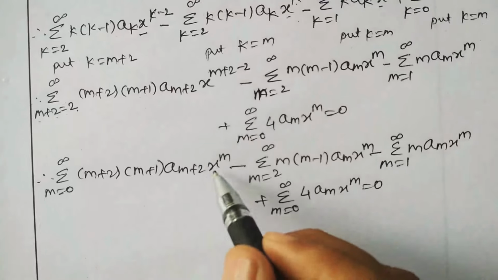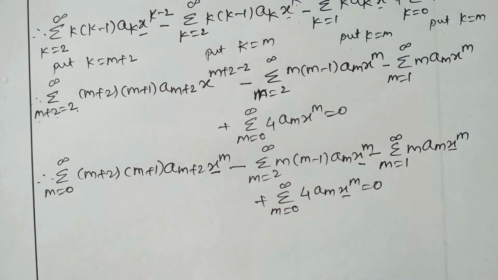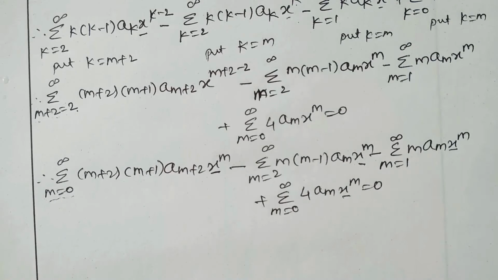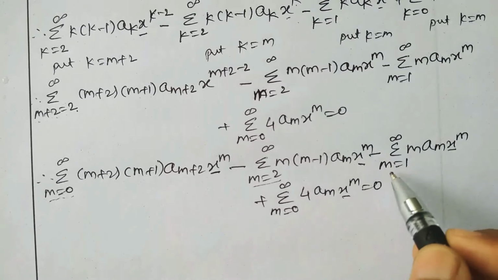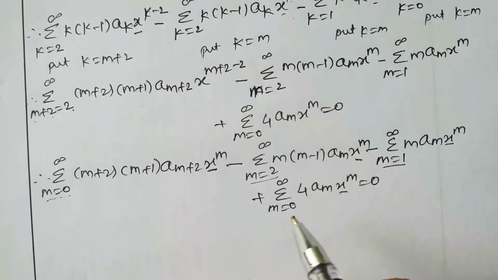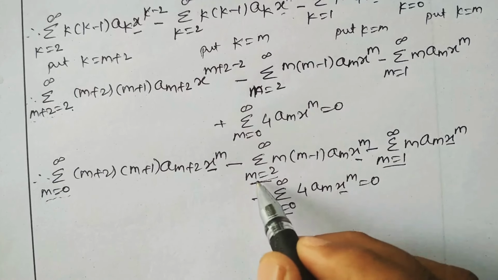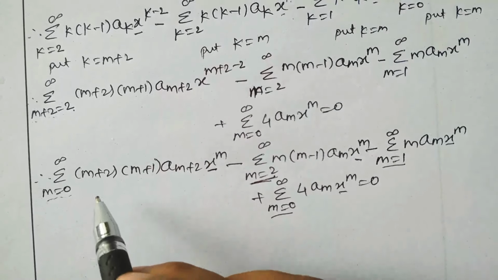Now after making the power of x the same, you will get x to the m in each term. Now you have to start the series from the same point. Here the first series starts from m equals 0, the second series starts from m equals 2, the third series starts from m equals 1, and the fourth series starts from m equals 0. To make the series start from the same point, the maximum is m equals 2, so you have to make all the remaining series start from 2.